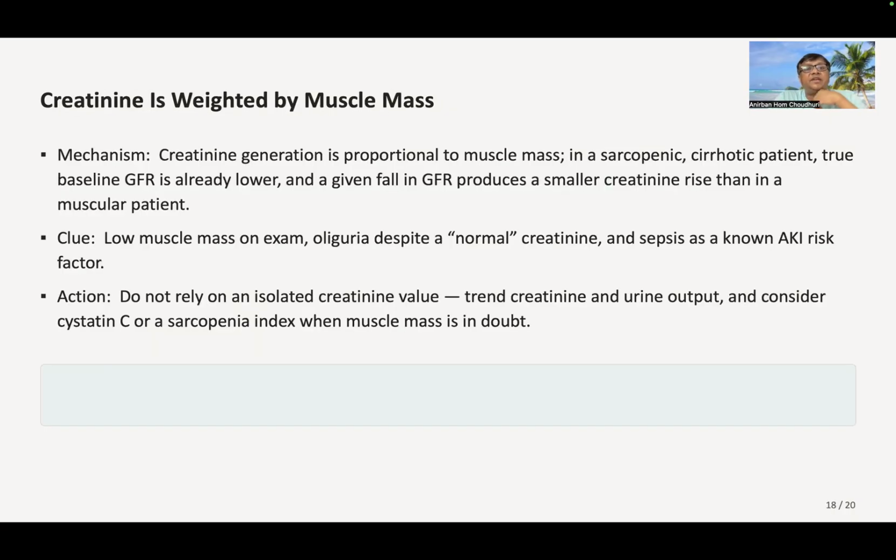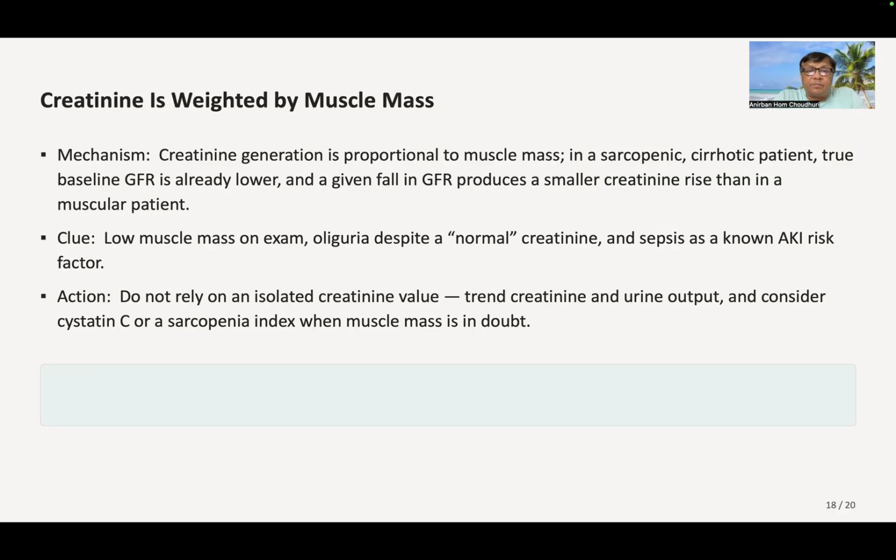Now, creatinine is always weighted by muscle mass. Creatinine generation is proportional to muscle mass. In a sarcopenic cirrhotic patient, the true baseline GFR is already lower, and a fall in GFR produces a smaller creatinine rise than in a muscular patient. So this patient gave a clue that he has low muscle mass on exam.